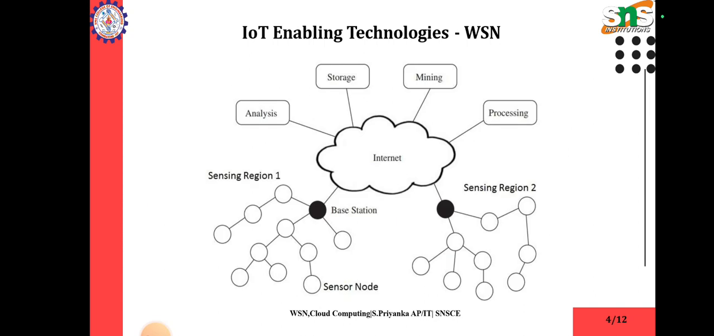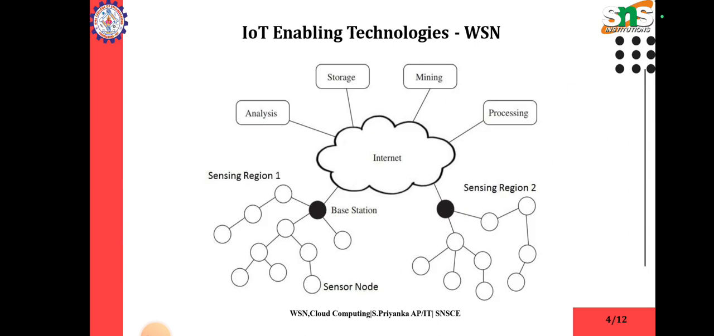First, sensing region 1 and sensing region 2. Sensing region 1 mainly consists of a base station, whereas sensing region 2 also consists of a base station. Both these sensing regions consist of n number of sensor nodes that are connected to the base station. Likewise, n number of sensing regions will be available that are connected to the internet.